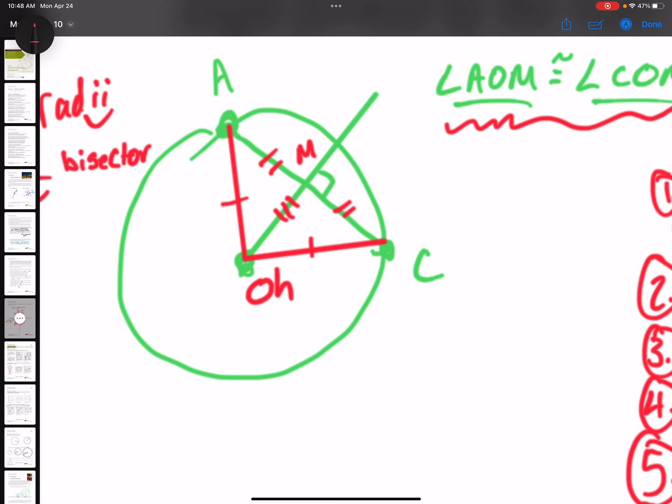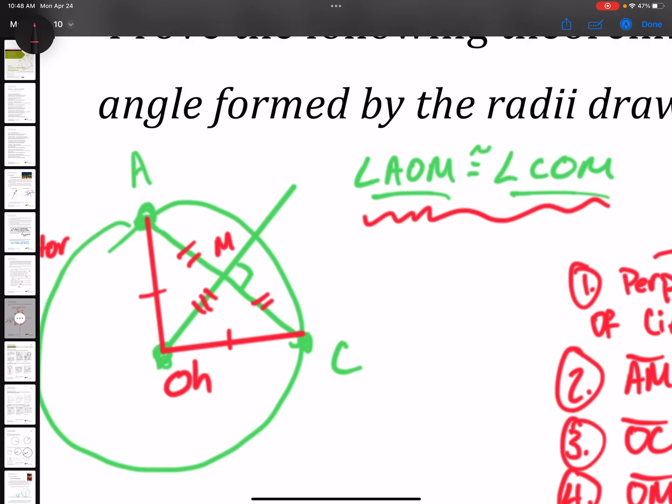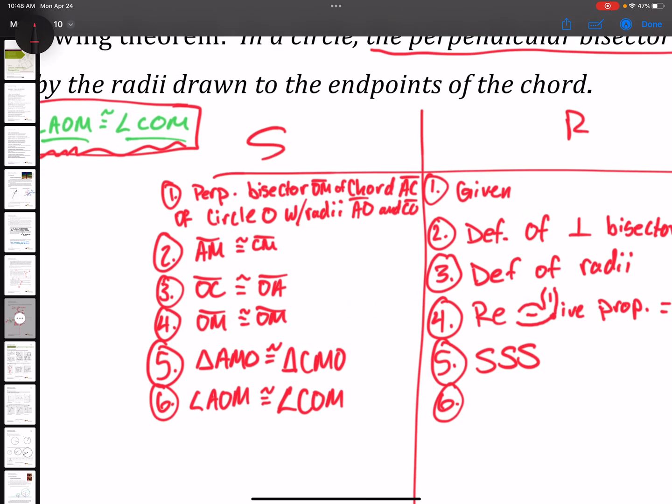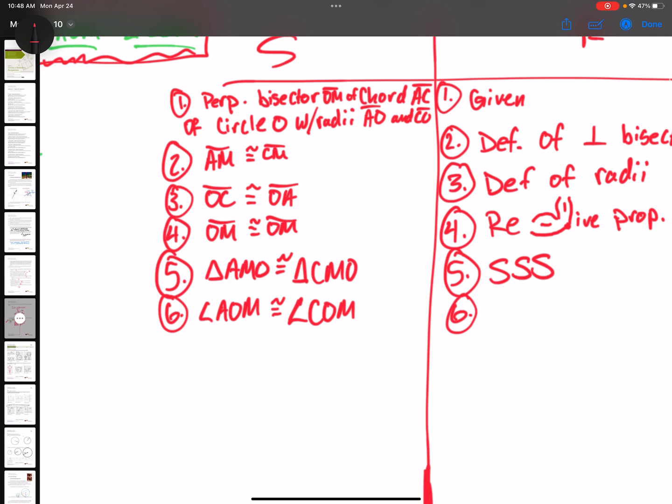Okay, now because these 2 triangles are congruent, now I can say what we were trying to prove. So angle AOM is congruent to angle COM. Why can I say that? Oh, because of CPCTC. Corresponding parts of congruent triangles are congruent.